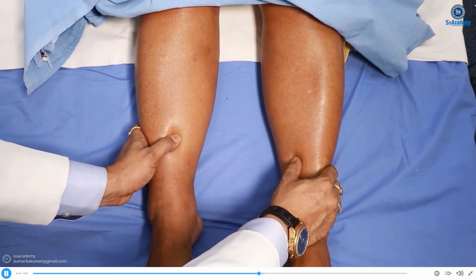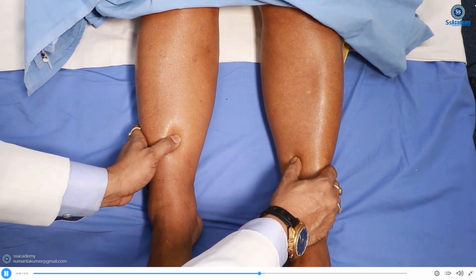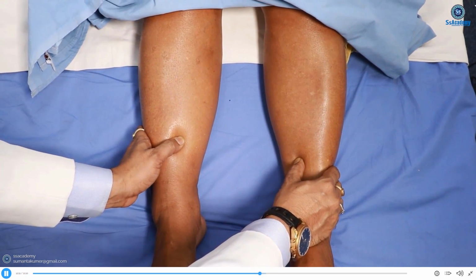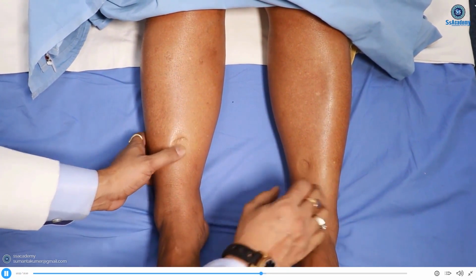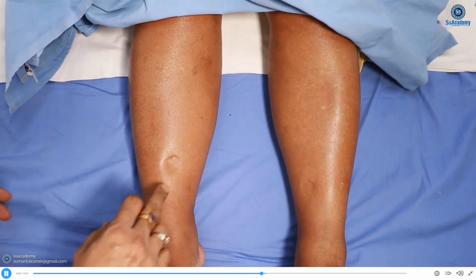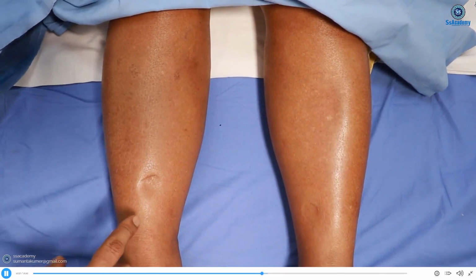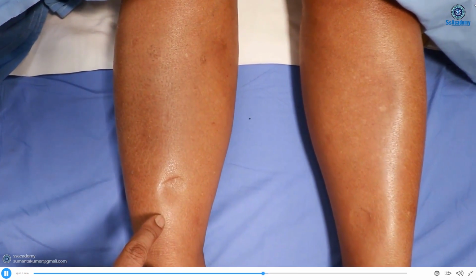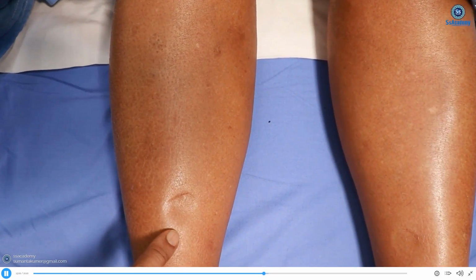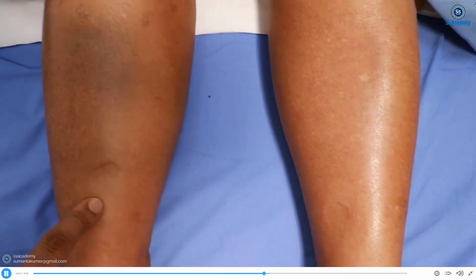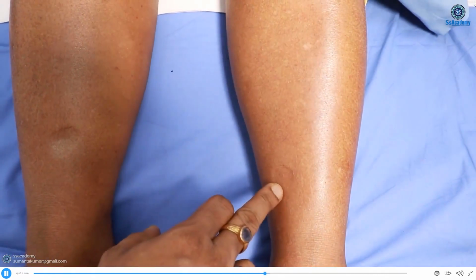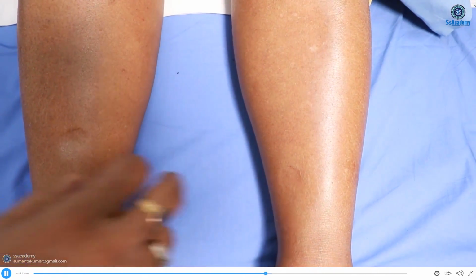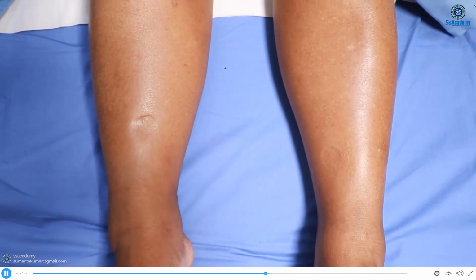Do you have any pain at your legs? No. And you see that she has got the pitting edema. So if you come closer, come close, and you can see the pitting edema here and also the pitting edema there. So bilateral pitting edema, leg edema.